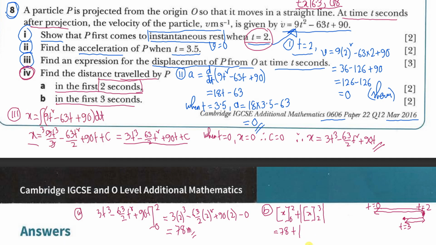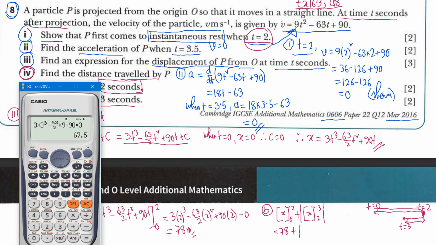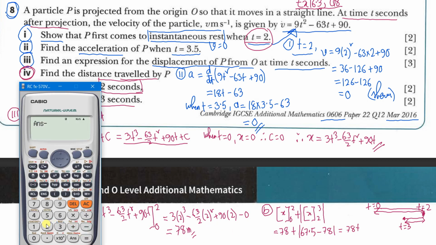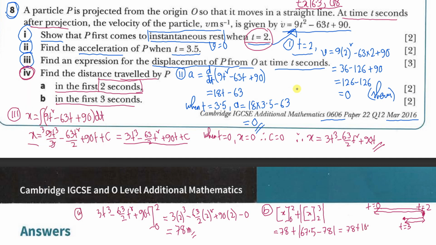If we put 3 here, we get 67.5, and if we put 2, then it definitely would be 78. This value is negative, so we need to make it positive, then we can add it to that one. So what value comes out? 67.5 minus 78 gives 10.5. We are going to add it by making it positive, 10.5. So our final answer is 88.5 meters. Hope you understood the way I did the question.